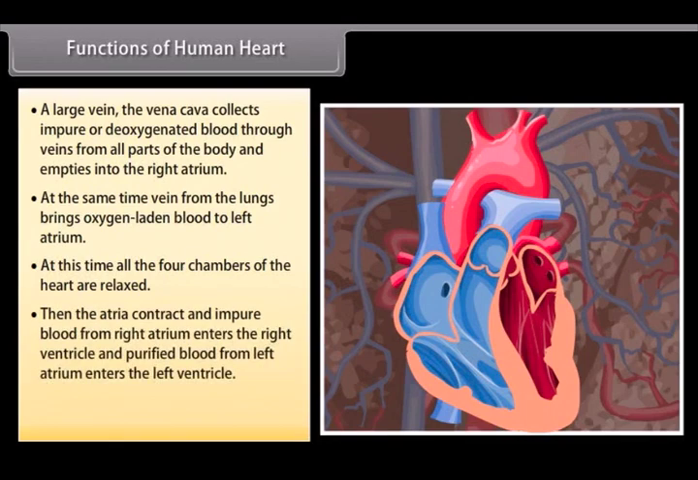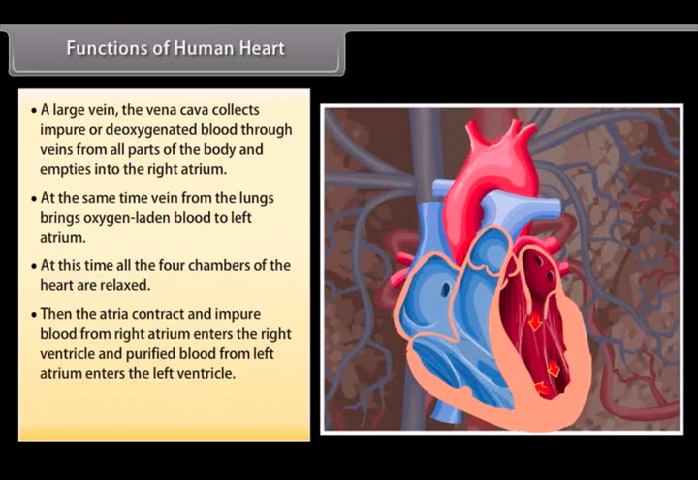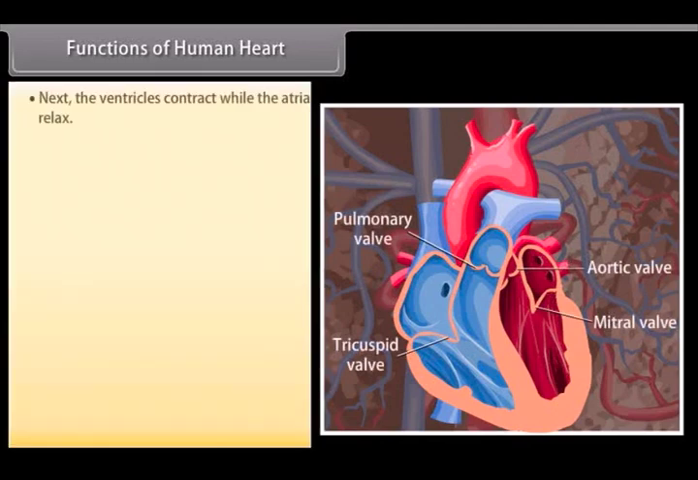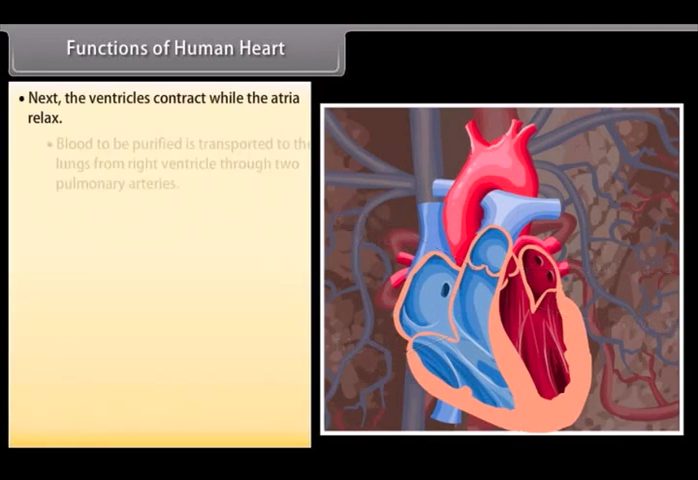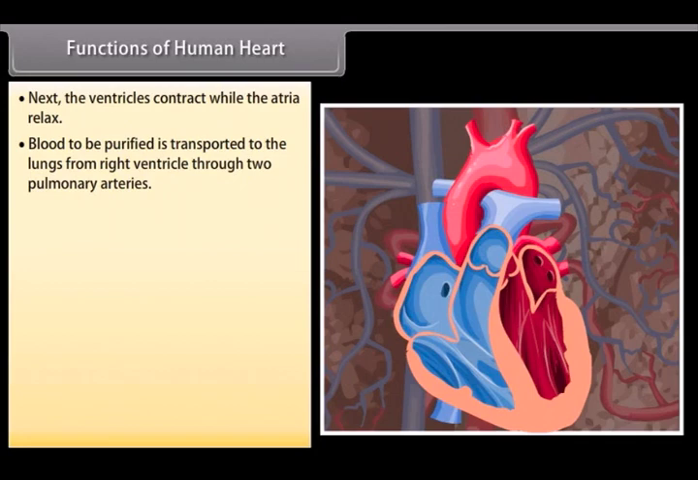Then the atria contract and impure blood from the right atrium enters the right ventricle and purified blood from the left atrium enters the left ventricle. Valves within the heart prevent blood from flowing back. Next, the ventricles contract while the atria relax. Blood to be purified is transported to the lungs from the right ventricle through 2 pulmonary arteries.